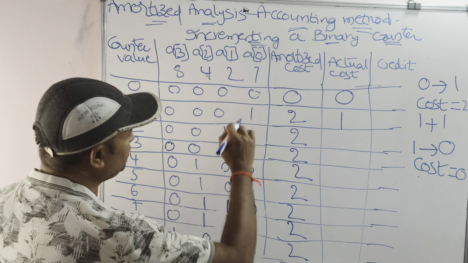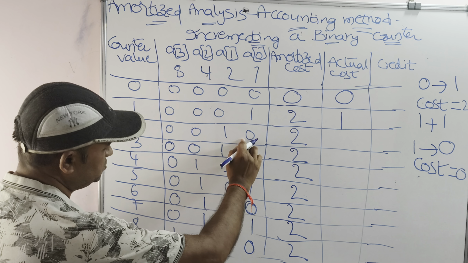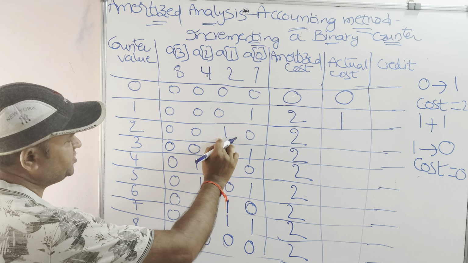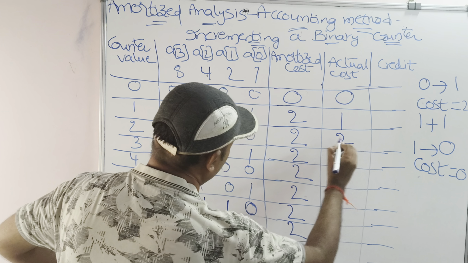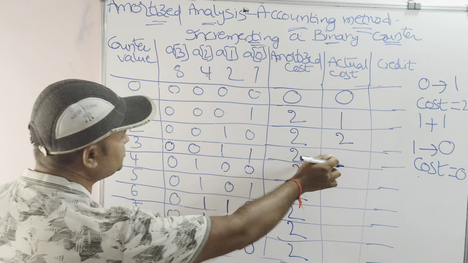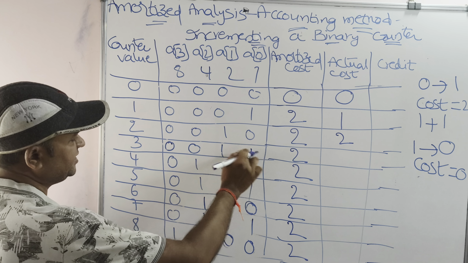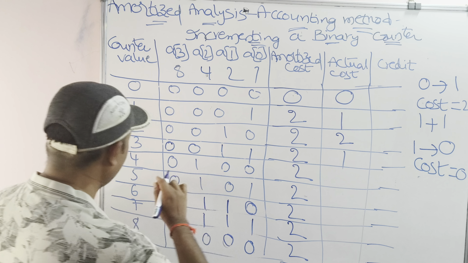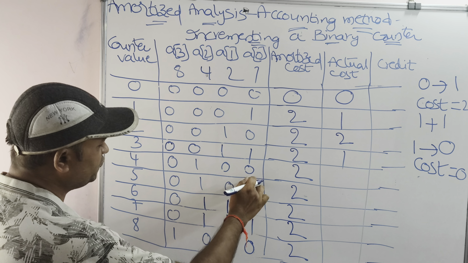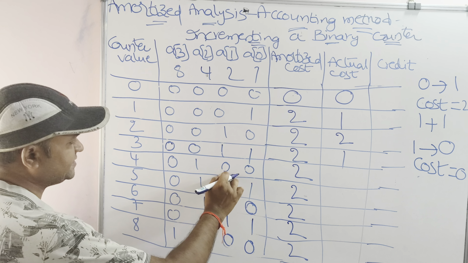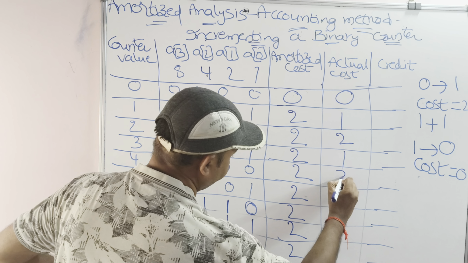Next 2 means 1 to 2. How many changes? So 1 change, 0 to 1, 1 change. Remaining 2 bits are same only. So 2 changes. Next 3 means 2 to 3. So only 1 change. Remaining 3 bits are same only. Next 4 means 3 to 4. 1 change, 2 changes, 3 changes.